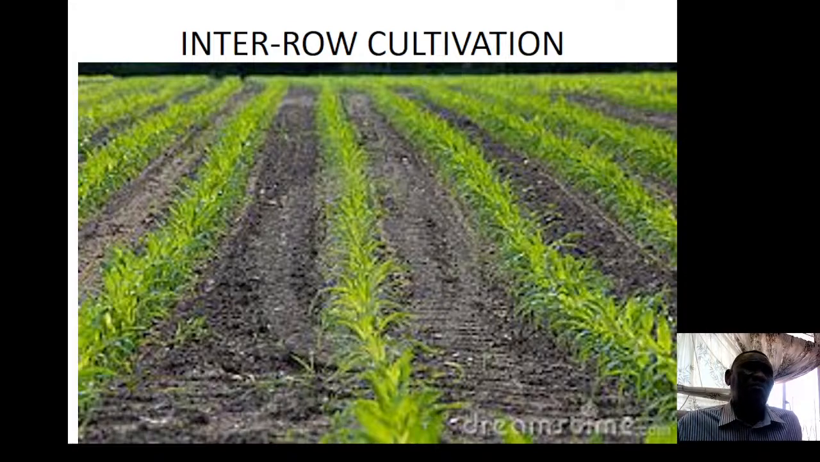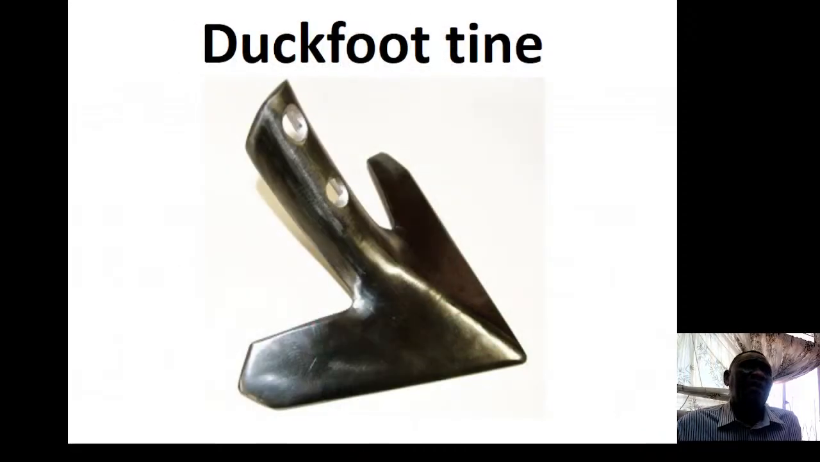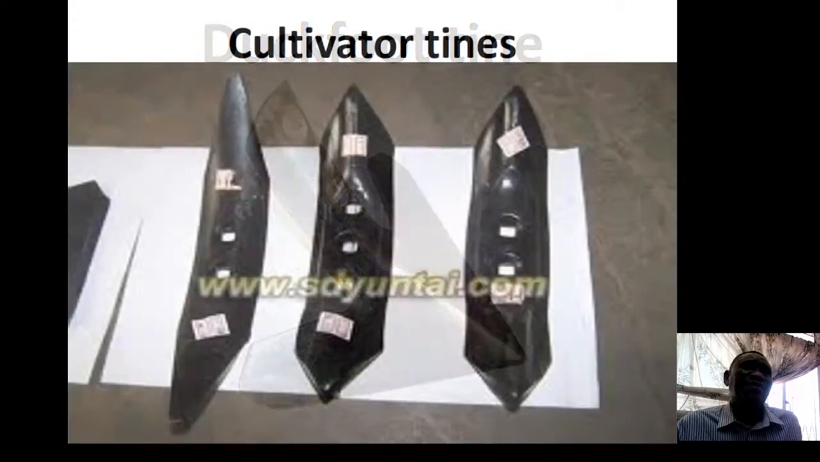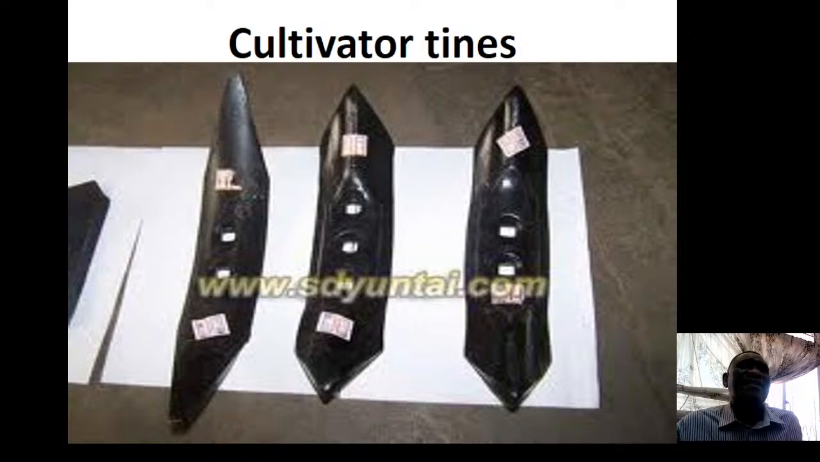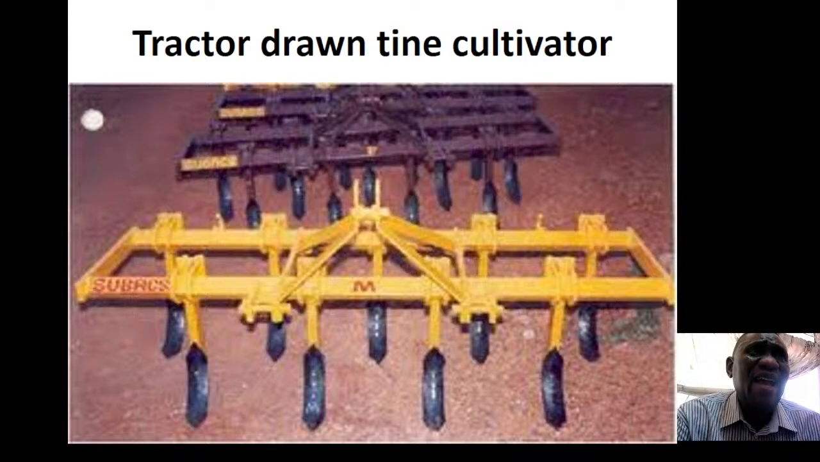So this is the field where inter-row cultivation has been done. These are the ox cultivators with the tines, dark foot tine at the back of the cultivator. These are other tines. The tractor drawn tine, which is used for removing weeds.